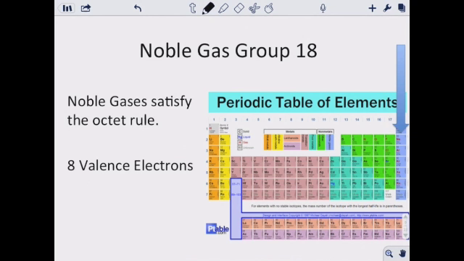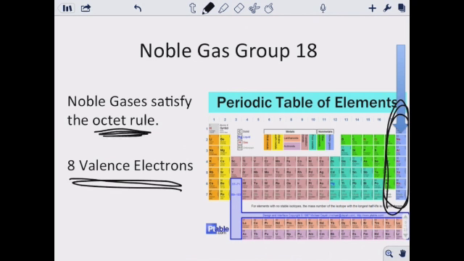Now, jumping into the noble gases, let's start talking about why things form ions and why these things happen. The noble gases are in group 18. They're over here, that blue column. They already have 8 valence electrons, and since they already have 8, they satisfy that octet rule. And so when we look at these, everything in chemistry, all elements, are trying to become like a noble gas.